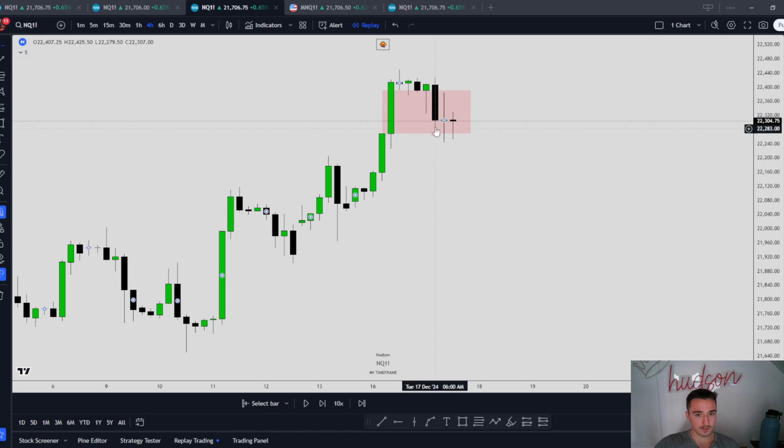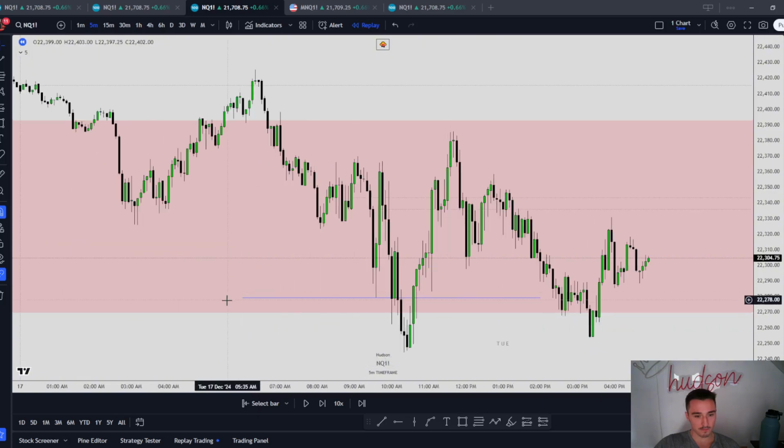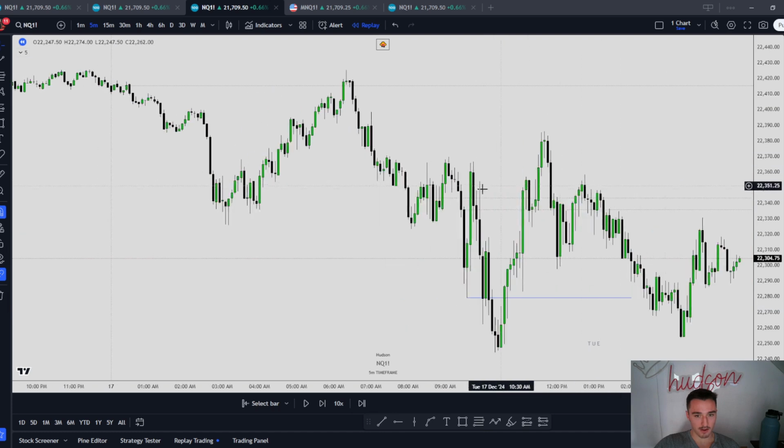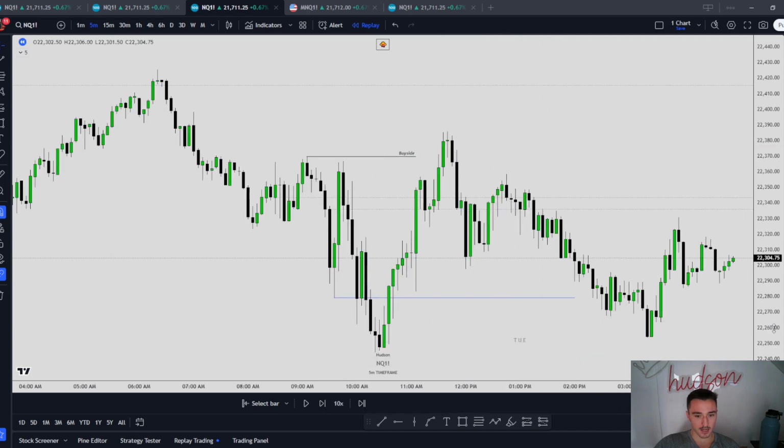Right there, right? This got purged. We can go down to the 5-minute. Right, so this big red box is that 4-hour fair value gap. We have equal highs here. Okay, so we have equal highs, an obvious buy side level.